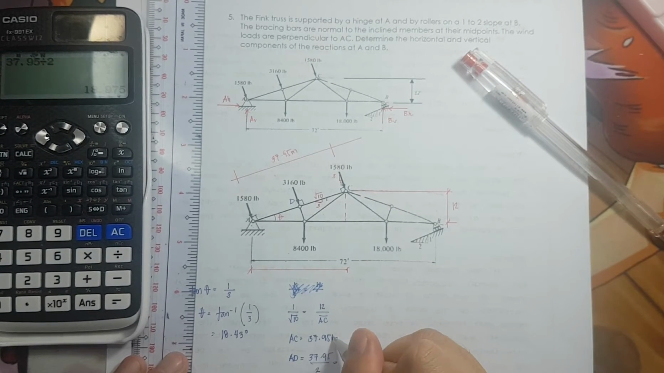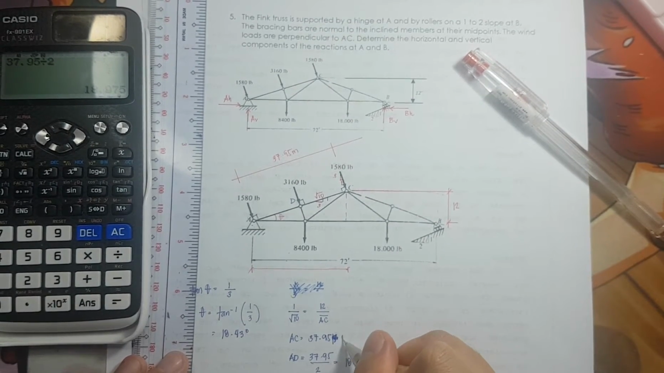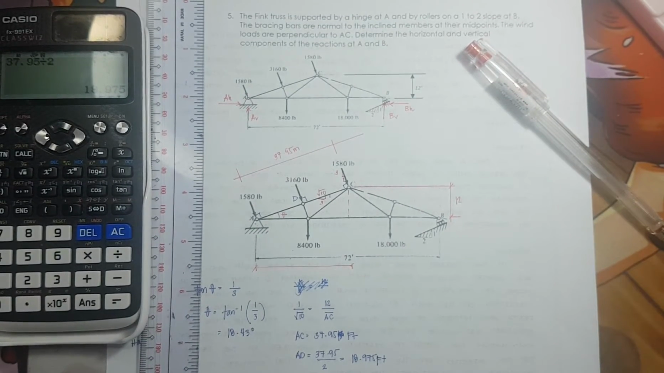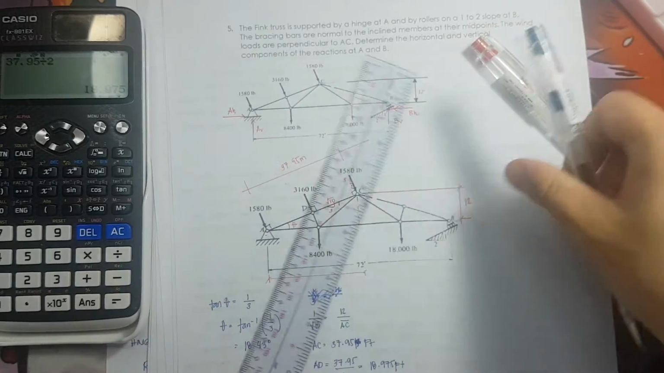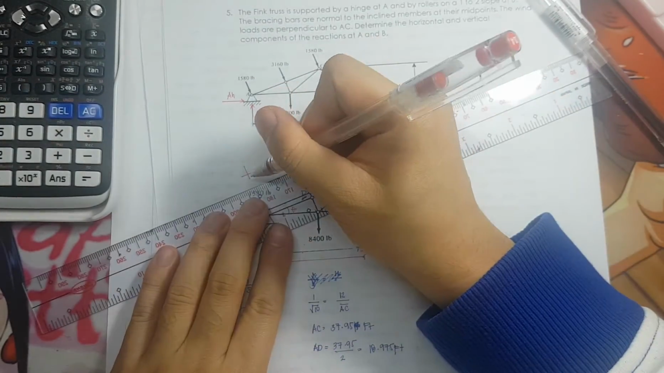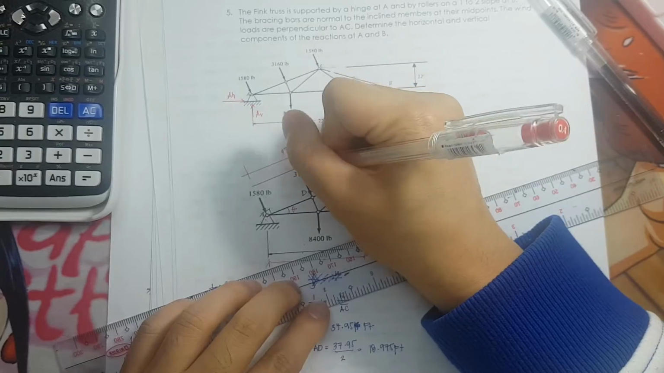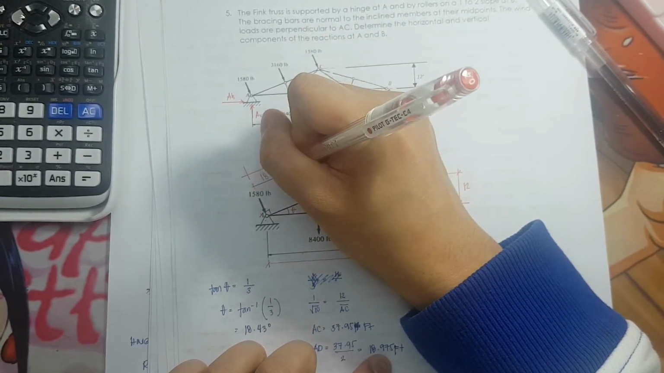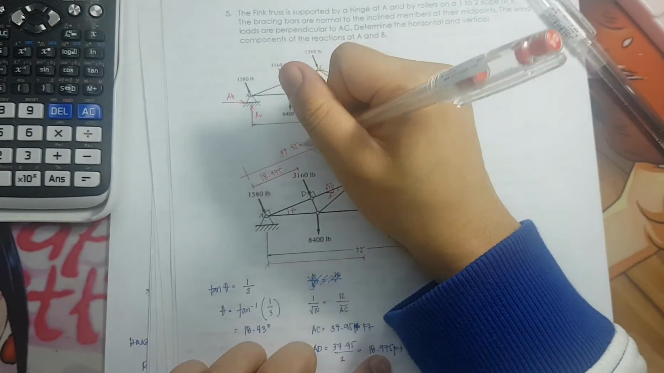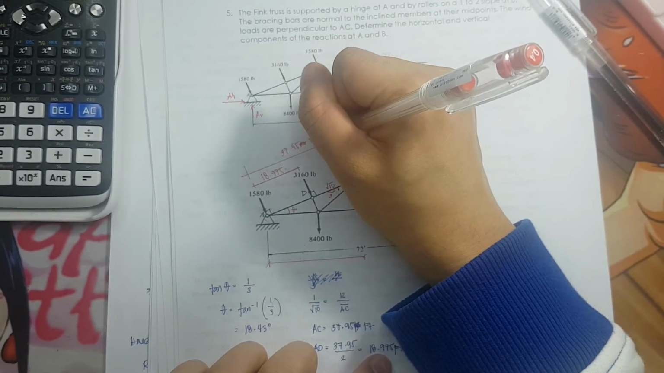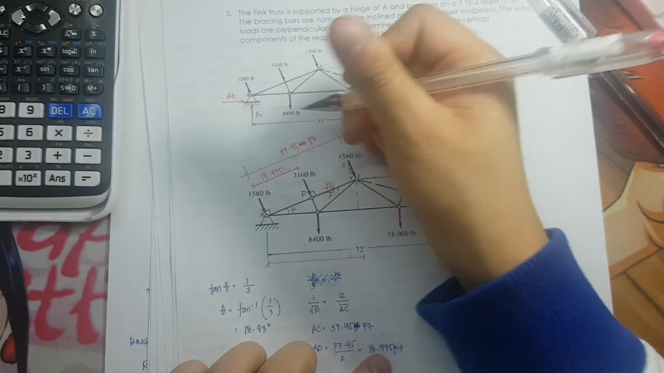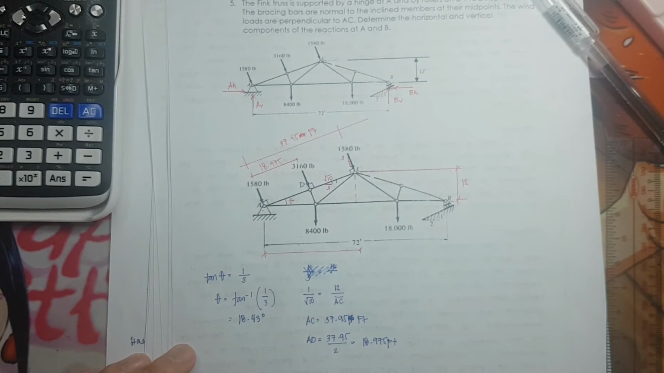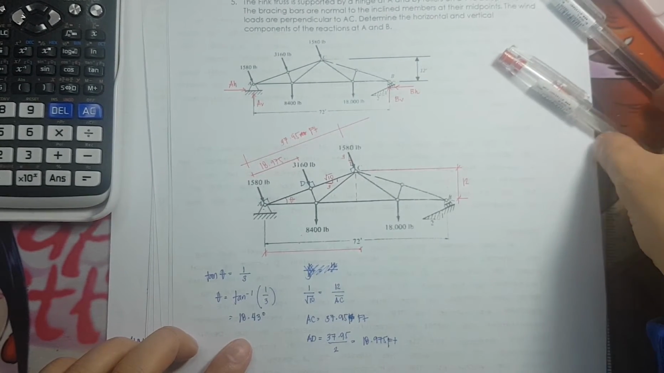Feet. Yes, that is in feet. No, it's not in meter. We have feet. Okay? So, since we already have that, take note, meron na tayo dito. The distance here is 18.975. It is not meter, it is in feet.